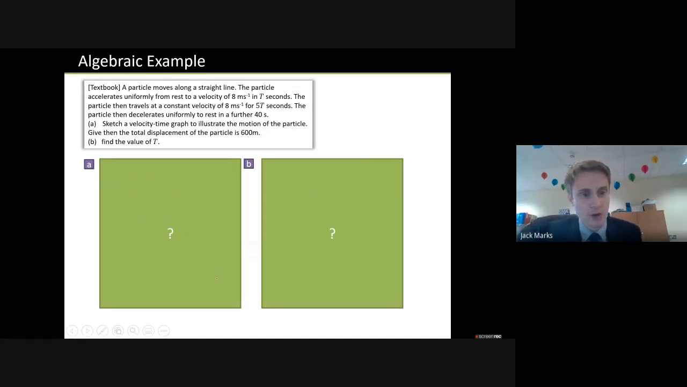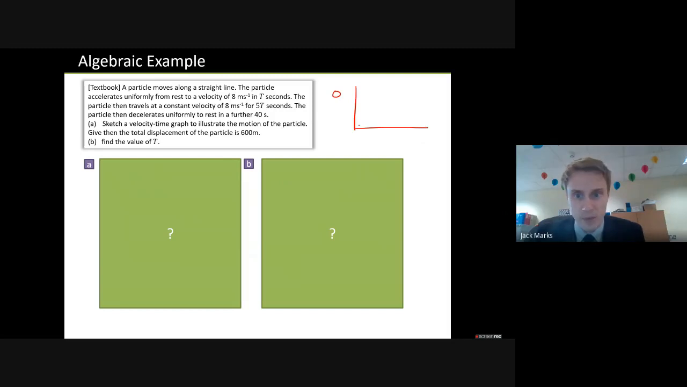Okay, a very common exam question now is an algebraic example. So here we go. A particle moves along a straight line. The particle accelerates uniformly from rest, so it's going to start at 0 by the sounds of it, to 8 seconds. What I'm going to do is just read and see which kind of graph we need. Sketch a velocity-time graph. So let's try and follow it along.